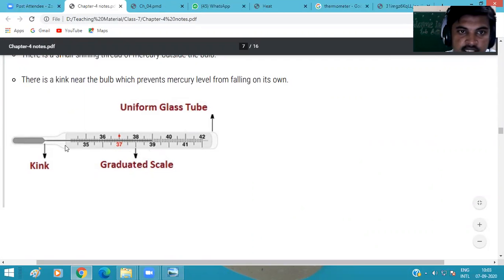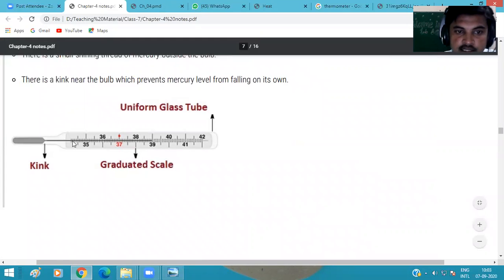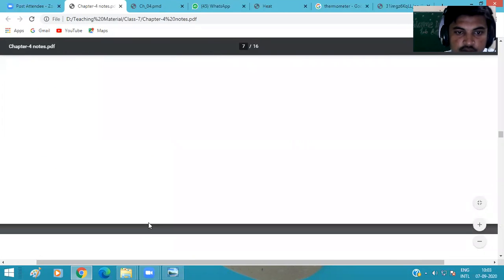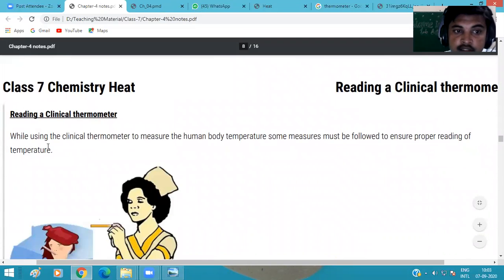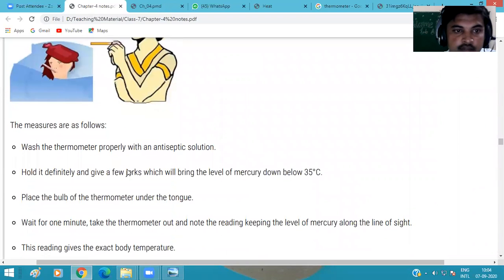Then we cannot see clearly, so I show you here like this kink, and it is a graduated scale. Okay, and reading a clinical thermometer. How can we read the clinical thermometer? We know that the clinical thermometer is used to measure the temperature of the human body by following some measures to get a proper reading of temperature. So which precautions or measures do we take?